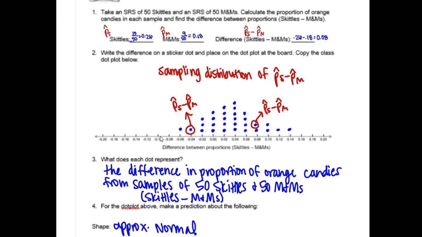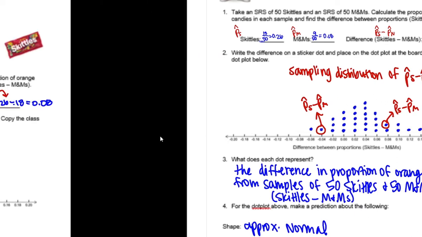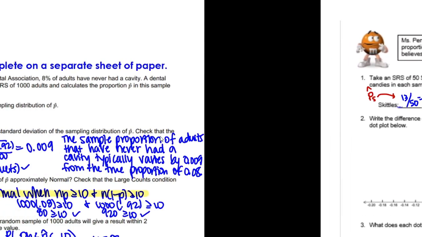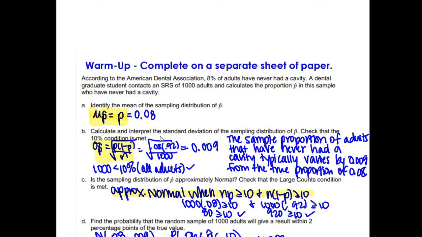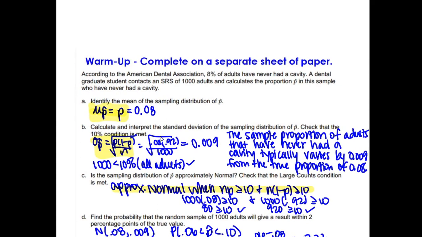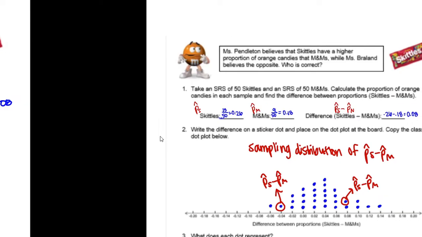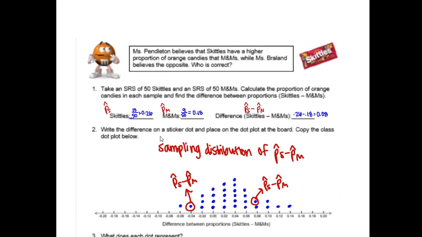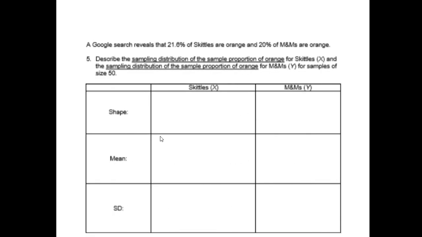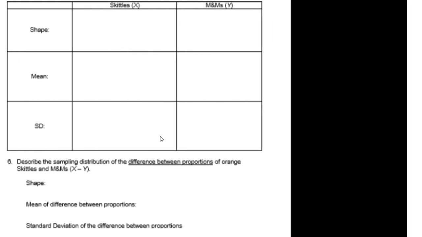Now what I want you to do is go ahead and complete the next slide. Keep in mind the formulas that I reminded you from the first warm-up today. Mu of p hat equals p, sigma of p hat is the square root of p times 1 minus p over n, and the approximately normal condition for the shape. So keep that in mind and then go ahead and complete the rest of the worksheet and then unpause to check the answers.